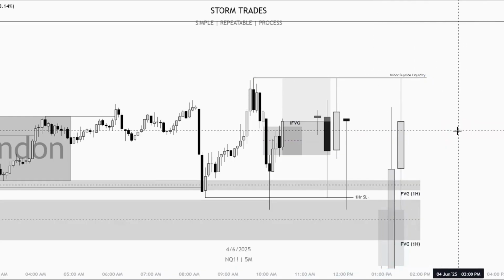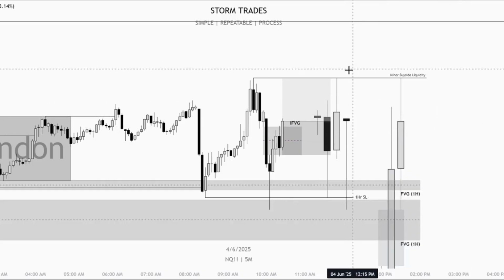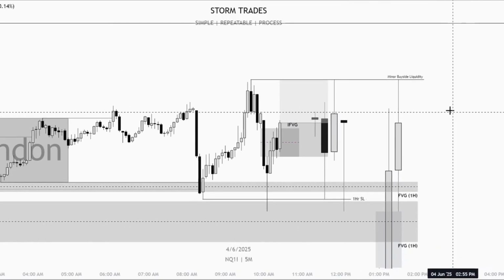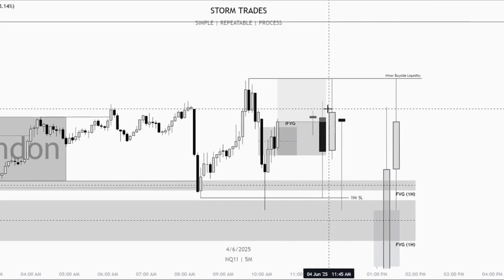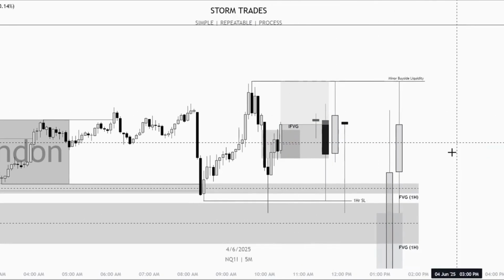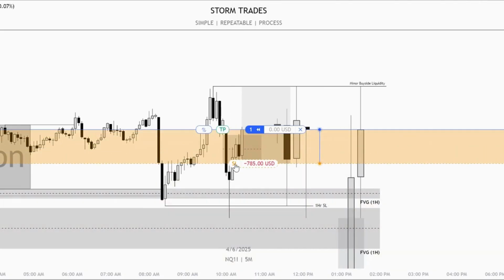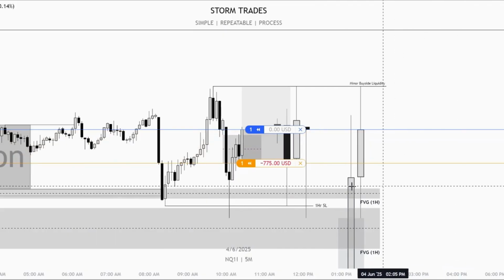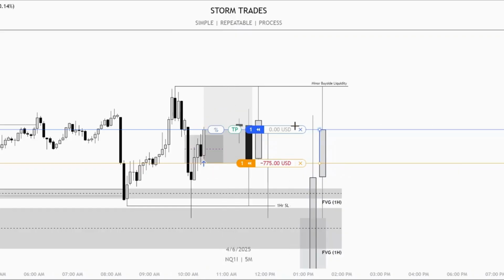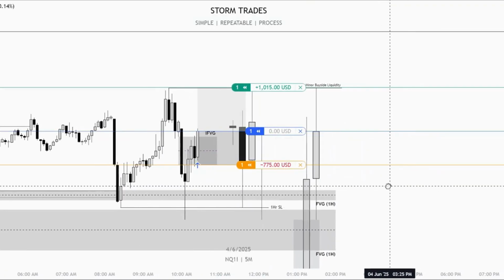I don't have to just go to 2R. I want to see where's the first low-hanging fruit. For me, it's this hourly swing point. So I mark that as a minor buy side liquidity, and I would be completely happy just to take a trade from here, which I did. Stop below the IFEG, and I take profit right up there. So it's not a 2R trade.